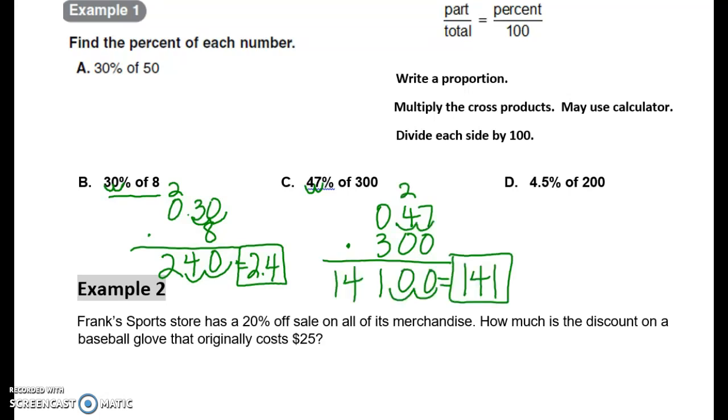Okay, so you should be done by now. Notice how I did my multiplication, and then I did my 2 jumps to get to my decimal, and then I put those 2 jumps into my answer, and it equaled 141. Now, when I get done, I should always look back and see if my answer is reasonable. Would 47% of 300 be reasonably 141? Yeah, that definitely is reasonable, because half of it would be 150, right?